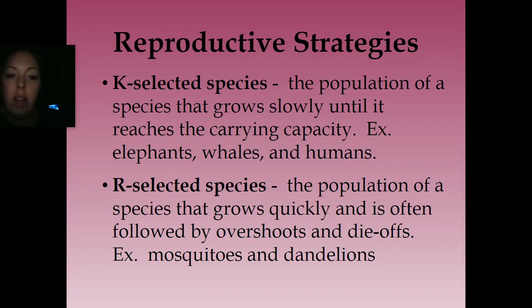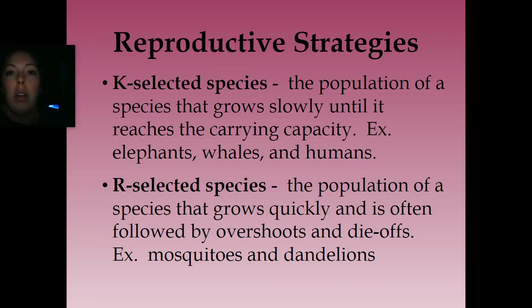So we also have species at the opposite end of the spectrum that have a high intrinsic growth rate because they reproduce really often and produce large numbers of offspring. We call these R-selected species. In contrast to K-selected species, the populations of R-selected species do not typically remain near the carrying capacity, but instead show really rapid population growth that's often followed by overshoots and die-offs.